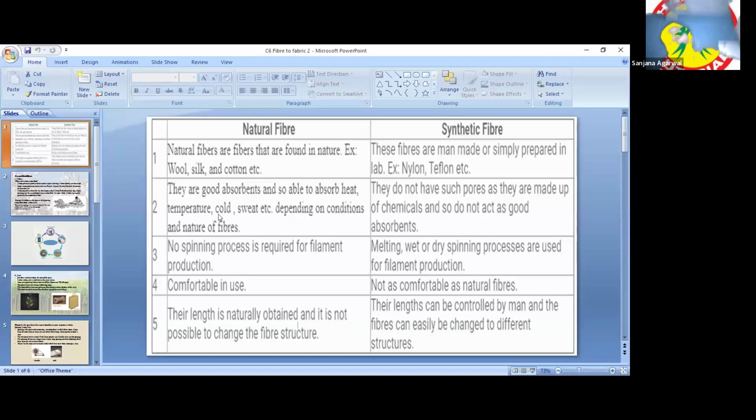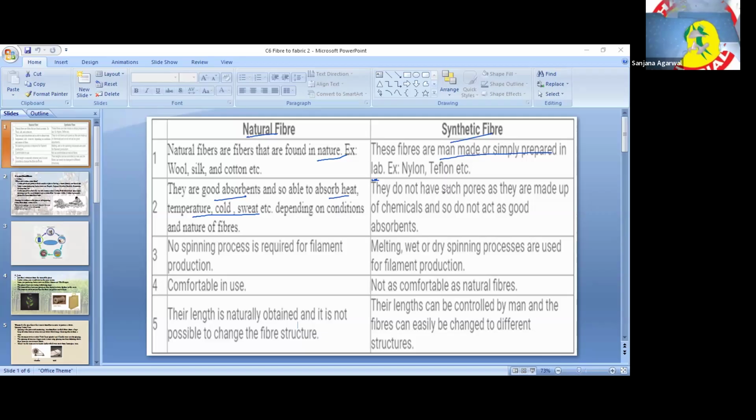There is a detailed difference between natural and synthetic fiber. Go through it. First, we know that natural fiber is obviously found in nature, and synthetics are man-made or simply prepared in laboratories. Natural fibers are good absorbents. They absorb sweat in a very good way, and are also able to absorb heat, temperature, cold, sweat, etc., depending upon the condition of the fiber.